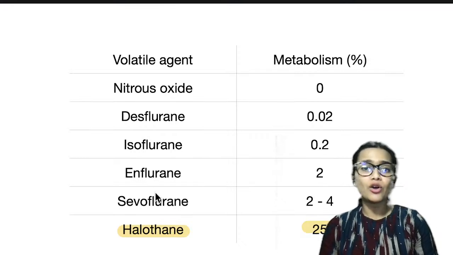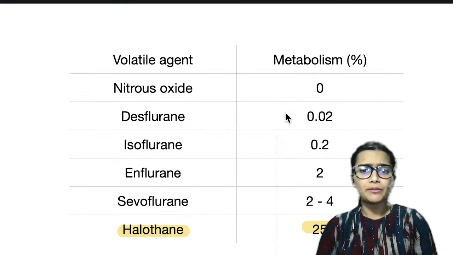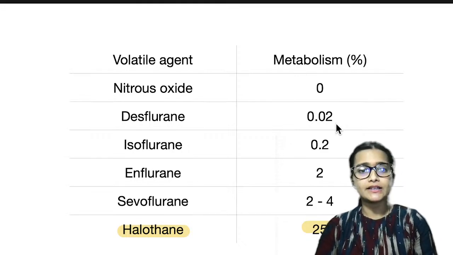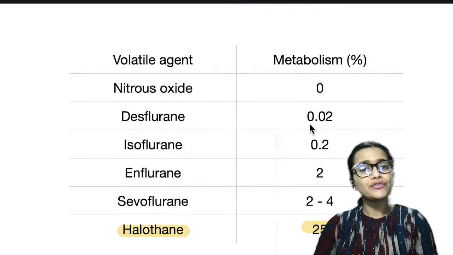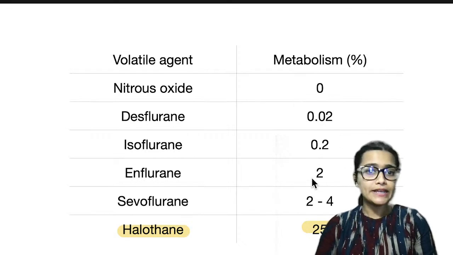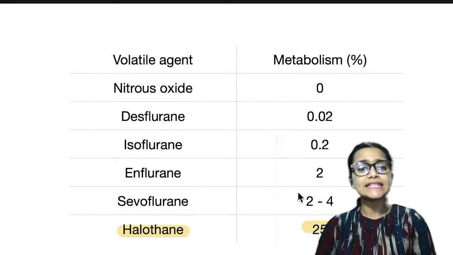Nitrous oxide almost undergoes zero metabolism in the body percentage-wise. Desflurane also has least metabolism, 0.02%, so it is in fact preferred in obese patients undergoing anesthesia, especially long-duration surgeries. Isoflurane undergoes 0.2% metabolism. Enflurane is at 2%. Sevoflurane is 2 to 4%. And halothane undergoes the highest amount of metabolism, which is almost 25%.